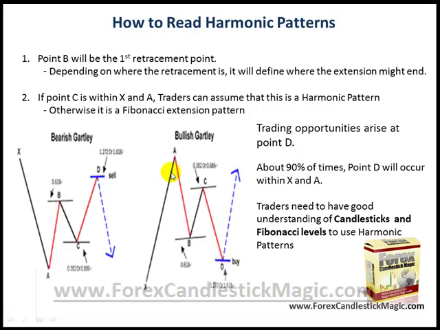So the crucial thing is to identify this pattern correctly, because your entire trade is dependent on whether you have identified the harmonic pattern correctly or not. And like I have mentioned here, 90% of the time point D will occur within X and A. If it is not within X and A, that means it is a Cypher pattern. In a Cypher pattern, this point is outside X, and in the case of bullish Gartley, D will be below X. In the case of bearish Gartley, D will be above X.